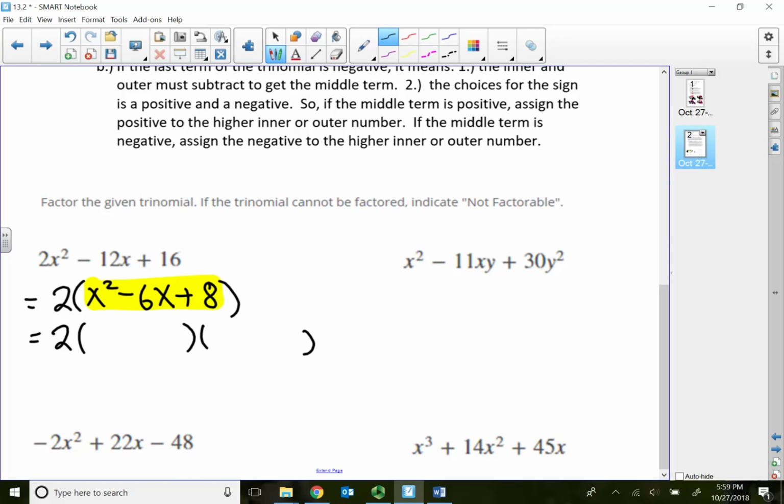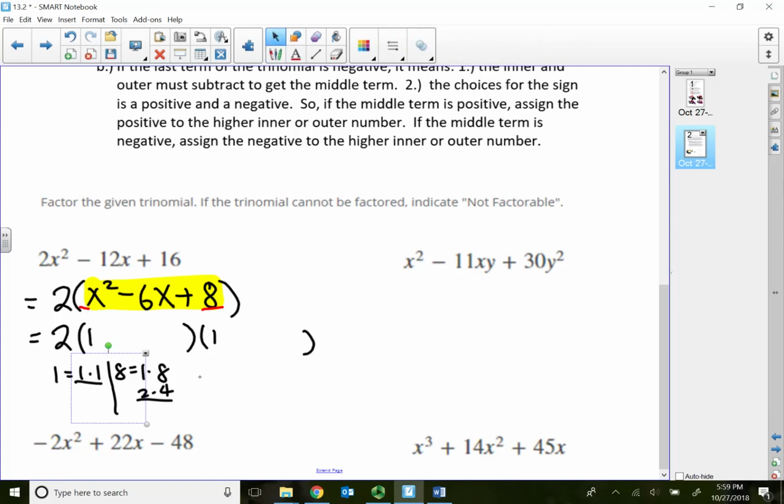So step number 2, find all the factors of the first term and the last term. What makes 1? That will be 1 and 1. What makes 8? The factors that make 8: 1 times 8 and 2 times 4. Starting from the bottom, step number 3, write the factors of the first term at the beginning of the 2 parentheses, and write the factors of the last term on the back side of the 2 parentheses, 2 and 4.